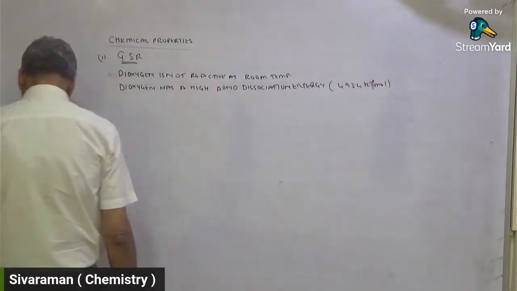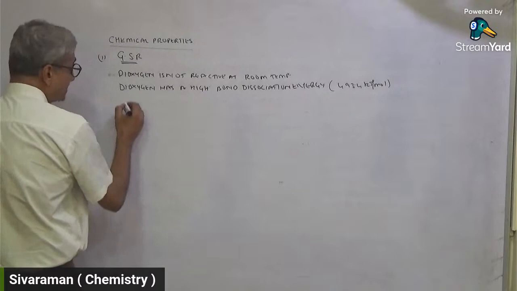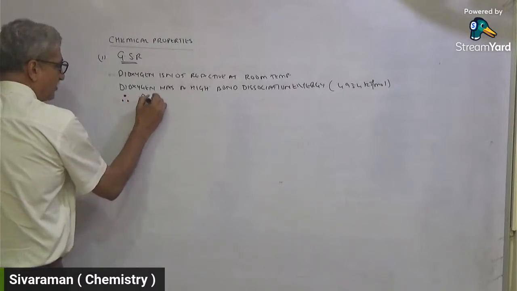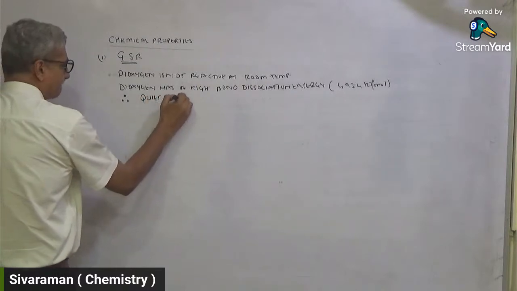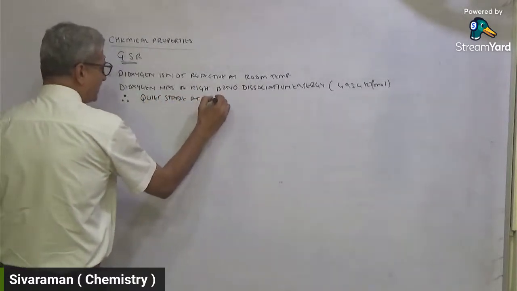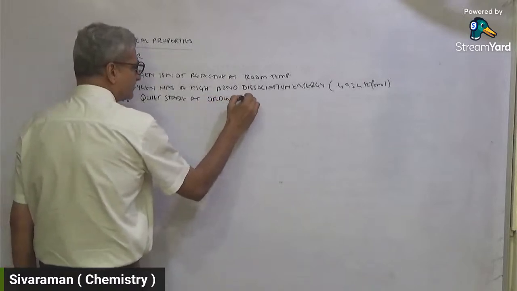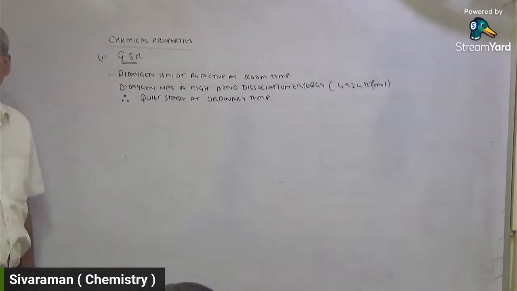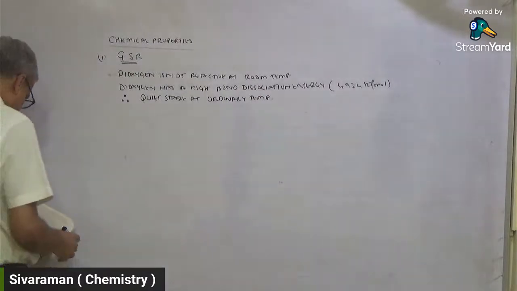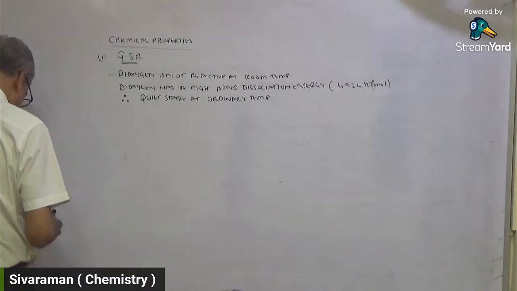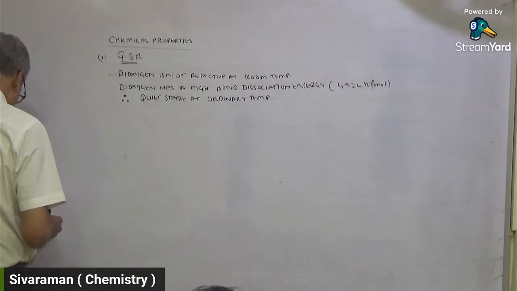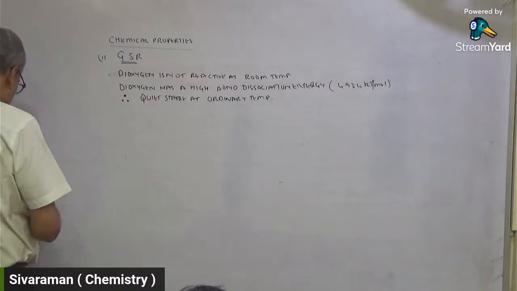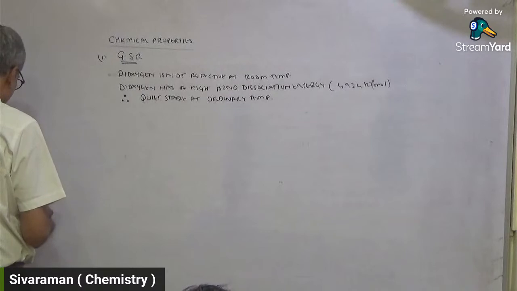So it is quite stable at ordinary temperature. That means as you increase the temperature, the reactivity increases. Is this clear? Now, literally, they form corresponding oxides. Is that clear? And most of this is a repetition.